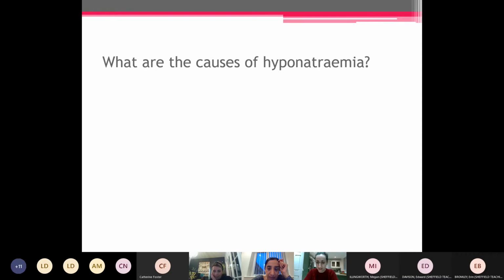Because you get that massive fluid loss with burns, so yeah, big fluid shift. That is exactly right. So burns, it's not something that we see commonly, but it's something that people forget. So it's really interesting that you said that one as the first cause. I'm guessing that might be something that you've seen before.